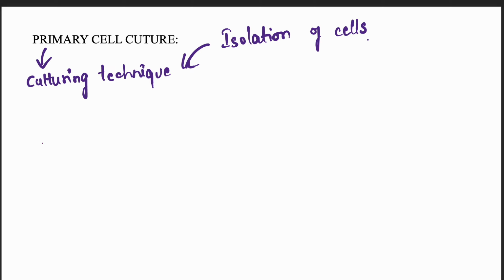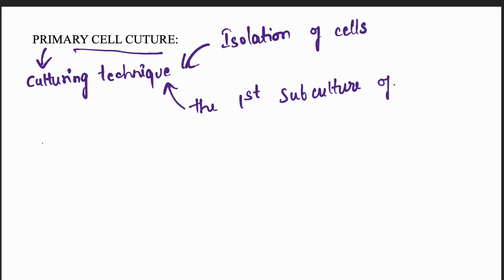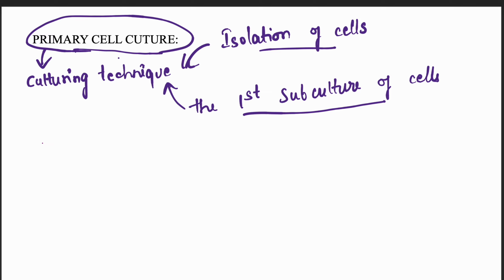So after the cells are isolated from the tissues, the culturing technique which is undergone is said to be a primary cell culture. And the culturing technique till the next or the first subculture of the cells is called primary cell culture. Means whatever the culturing technique which was done after the isolation of cells and before the first subculture of the cells, such type of culture is said to be primary cell culture.